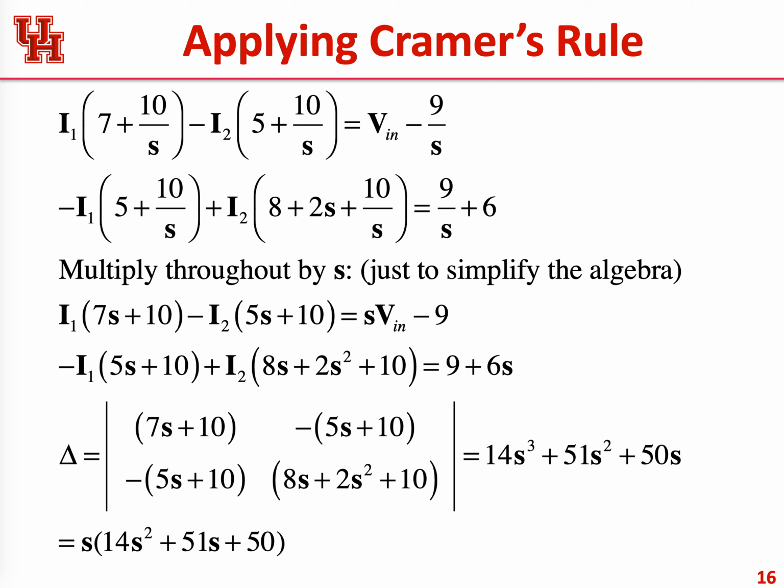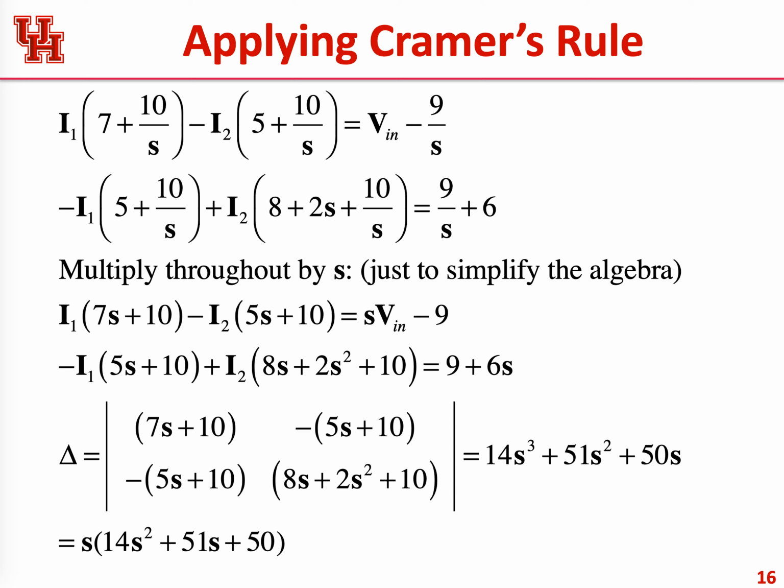Okay, where did I get 10 here? Should be 8. No, it's correct. So it's I2 times 8s plus 2s squared plus 10 equals 9 plus 6s, right?